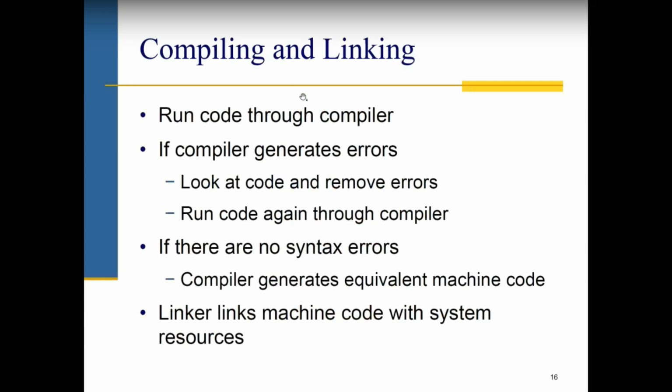So compiling and linking, right? Compiling and linking. You run the code through the compiler. I've explained this. If the compiler generates errors, look at the code and remove the errors. Run the code again through the compiler. If there are no syntax errors, the compiler generates equivalent machine code. And then the linker links the machine code with system resources. Okay, I think this one is self-explanatory.